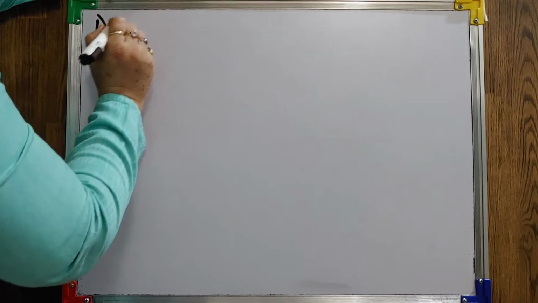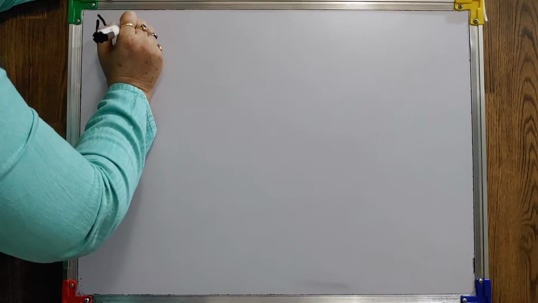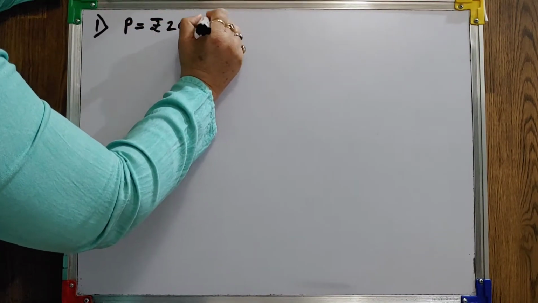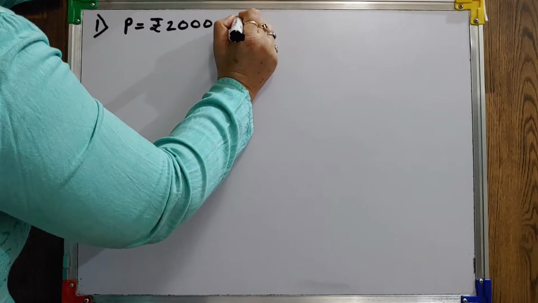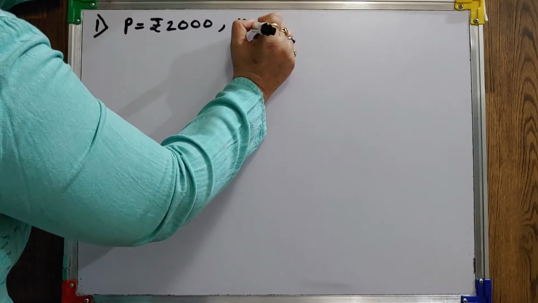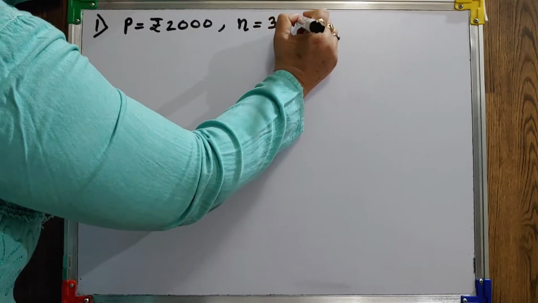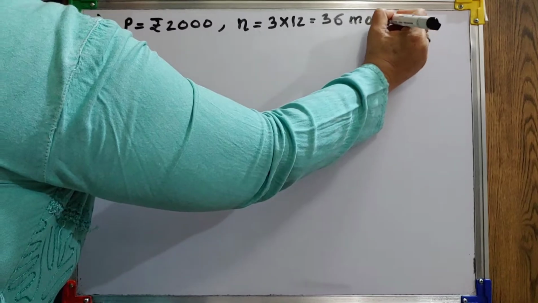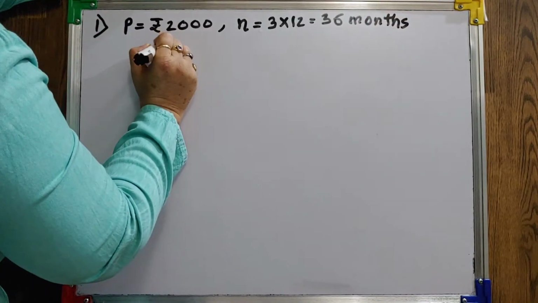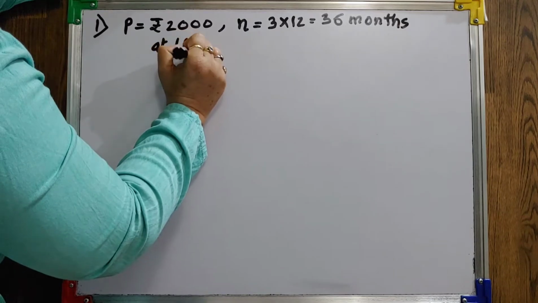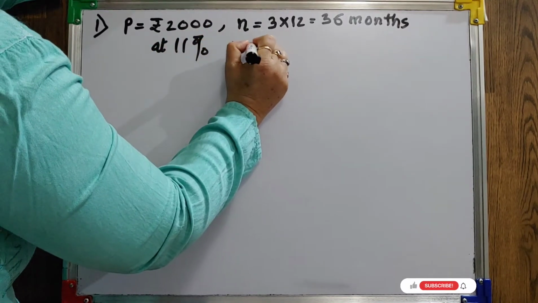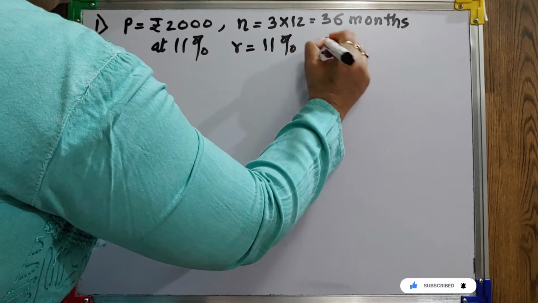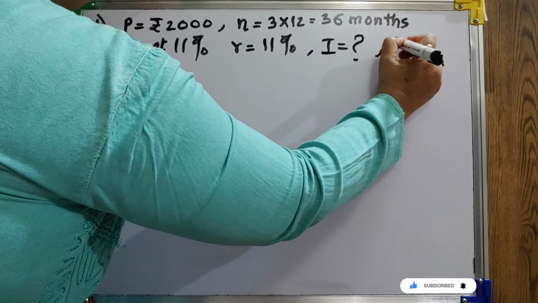Students, suppose I am depositing 2,000. So my monthly installment is rupees 2,000 for 3 years. So my small n, that is the number of months, is 3 into 12, 36 months, at 11%. So my rate will be 11%. I have to calculate interest as well as maturity value.